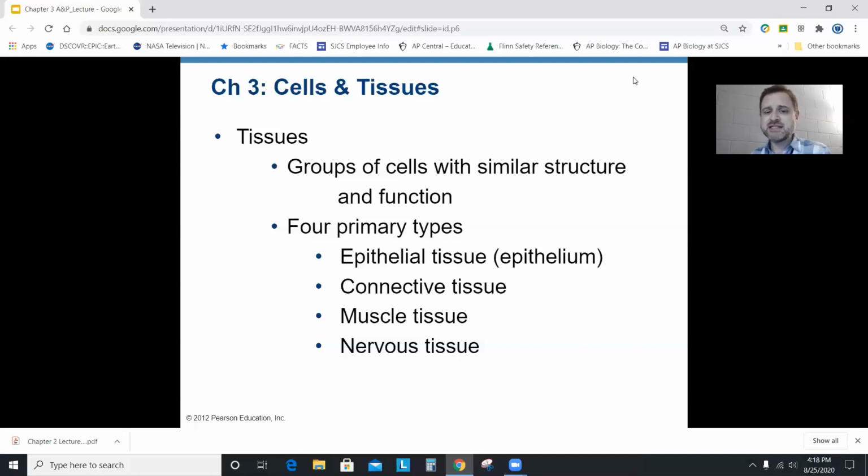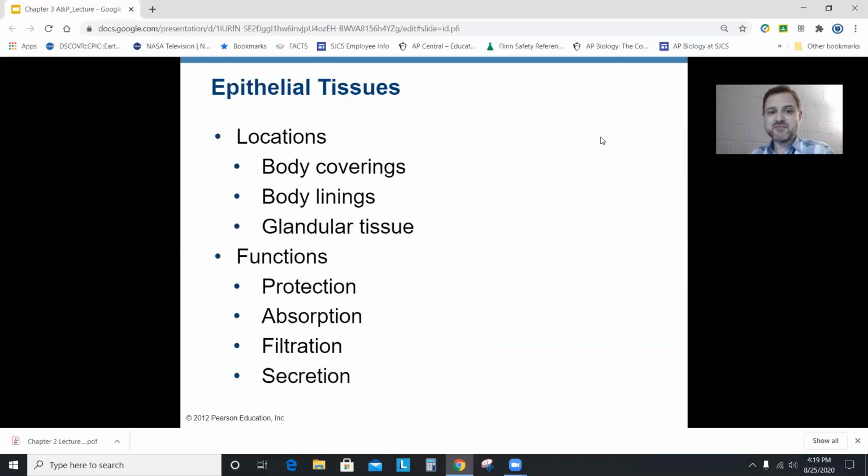Epithelial tissue and connective tissue we really don't visit again in the book, so we're going to spend more time on those 2. Think of epithelial tissue as coverings. Connective tissue are things that support or connect. Muscle tissue is for movement, and nervous tissue is for responsiveness, for responding to stimuli. Okay, so we'll go through epithelial tissue first.